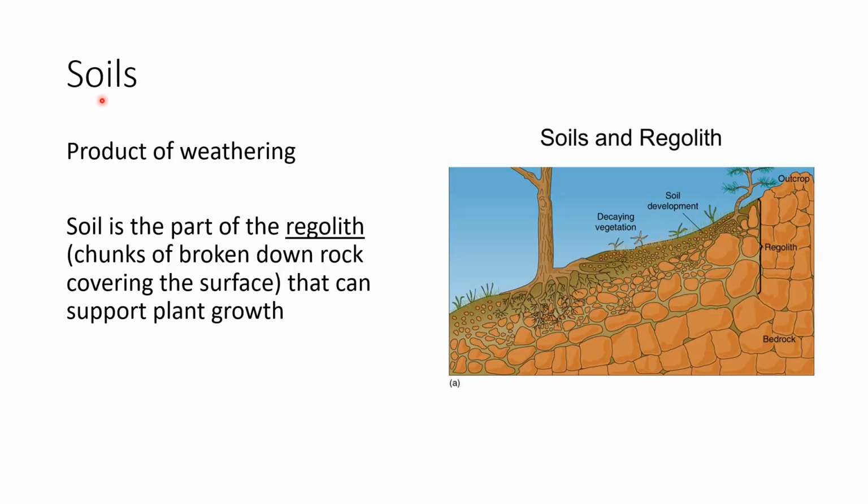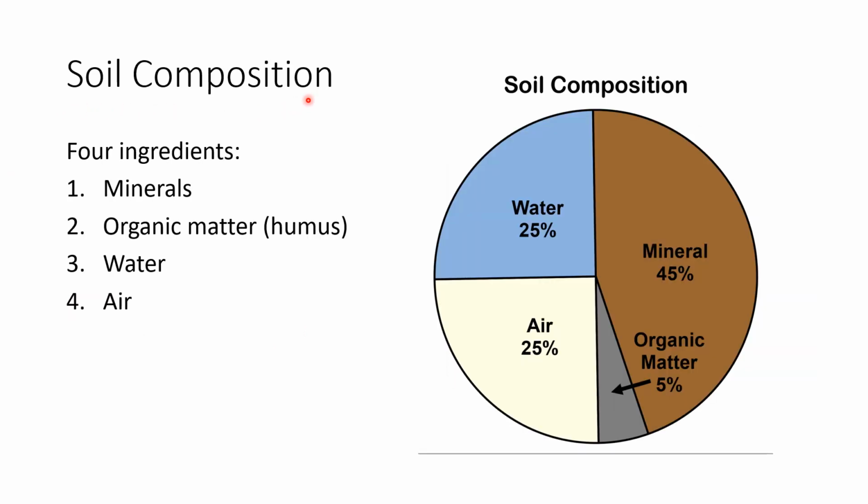So now moving on to soils. Soils are probably the most important product of weathering on Earth because soils support human life. If we didn't have soil, we wouldn't be able to grow crops, we wouldn't be able to graze animals to eat, we would starve to death. So soil is part of what's called the regolith, and the regolith is just a layer of chunks of broken down rock and stuff that's covering the whole surface of the Earth, and it's the part of the regolith that can support plant growth.